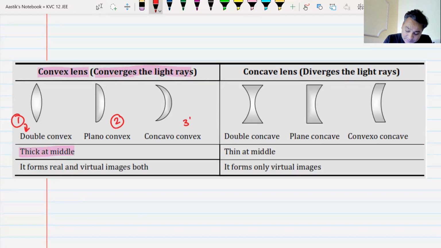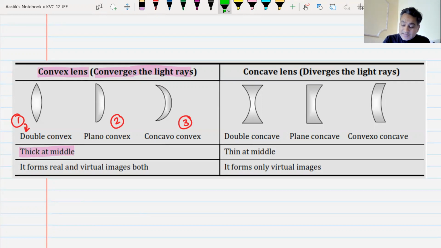The third one is concave from one side and convex from the other side, but convex is more powerful than the concave one. Therefore, this is known as concavo-convex. Do we understand this? How do you get this concavo-convex lens? Once you understand the mirror formula and the lens formula, you will understand it. Concavo-convex, one surface is concave, other surface is convex, but the convex one is more powerful than the concave. So effectively, it behaves as a converging lens. Do we understand this? Yes or no?